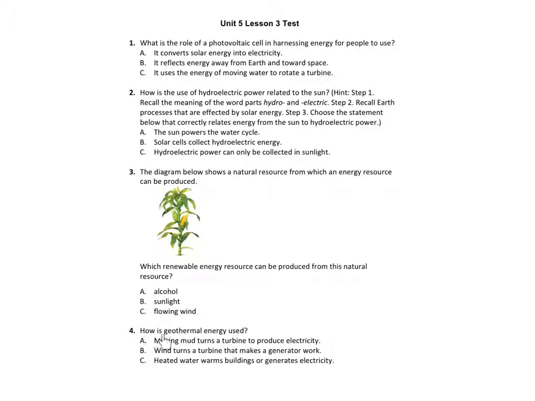Number 4, how is geothermal energy used? A, moving mud turns a turbine to produce electricity. B, wind turns a turbine that makes a generator work. C, heated water warms buildings or generates electricity.